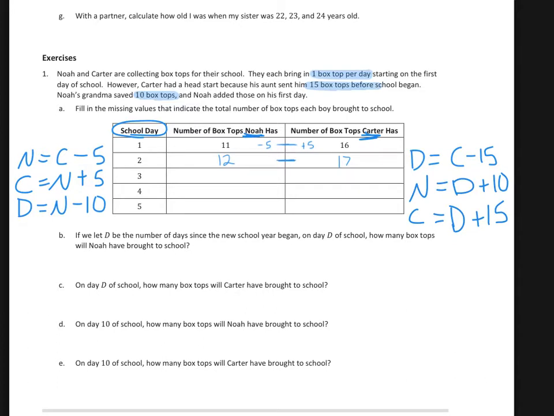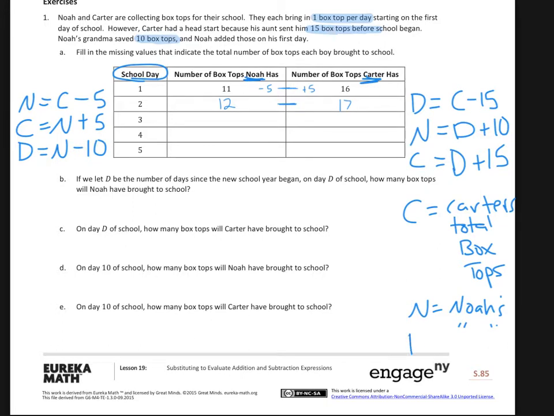And again, it might be helpful to say that C is Carter's box tops, Carter's total box tops, because we want to be specific. And that would be brought to school, perhaps. And then N stands for Noah's. And then for sake of time, I'm just going to do this little thing here. And then D stands for days, so D stands for school days. Now let's go through and answer some questions.